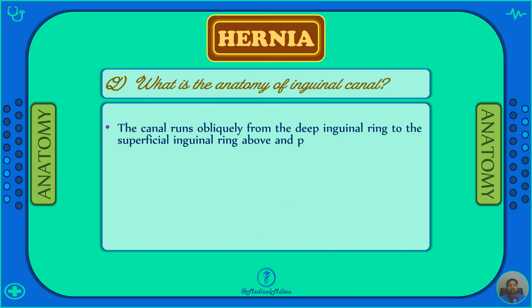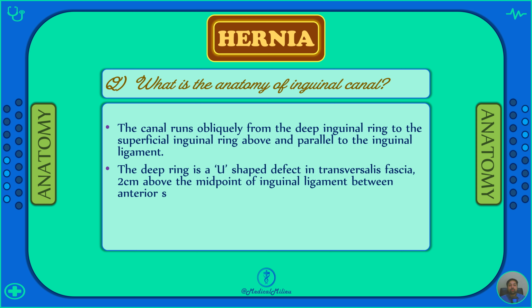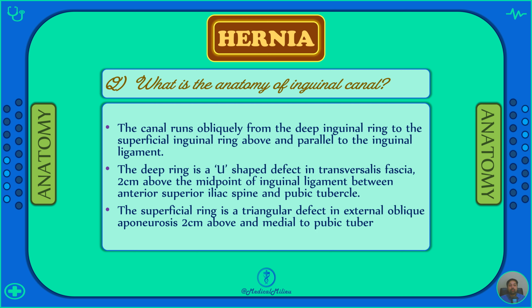The canal runs obliquely from the deep inguinal ring to the superficial inguinal ring, above and parallel to the inguinal ligament. The deep ring is a U-shaped defect in the transversalis fascia 2 cm above the midpoint of the inguinal ligament, between the anterior superior iliac spine and pubic tubercle. The superficial ring is a triangular defect in the external oblique aponeurosis 2 cm above and medial to the pubic tubercle.